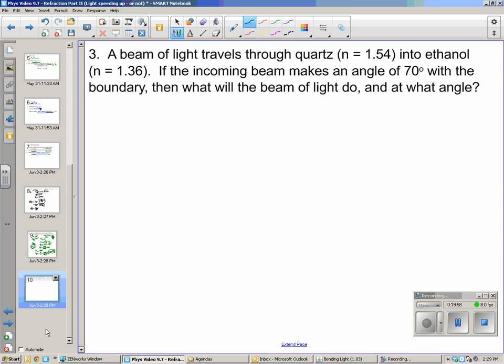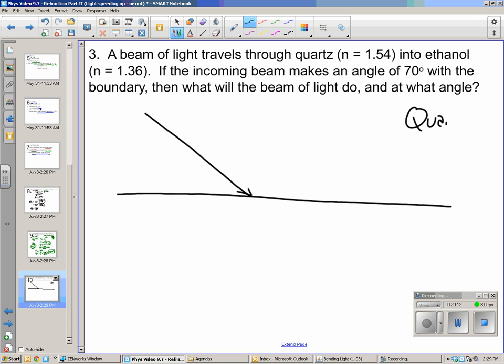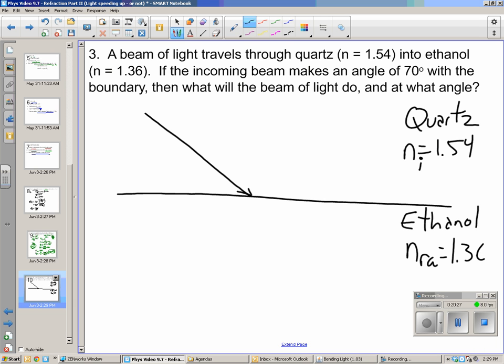You first of all want to draw the boundary between your two media. I'm trying to get in the habit of always drawing my beams of light so they come from the top down. So our beam of light is going to go to the boundary. It's going through quartz, so that's going to be my Ni, because that's where my starting beam is. And then it's going into ethanol. It tells me the N for that is 1.36. Don't forget to draw on your normal line.